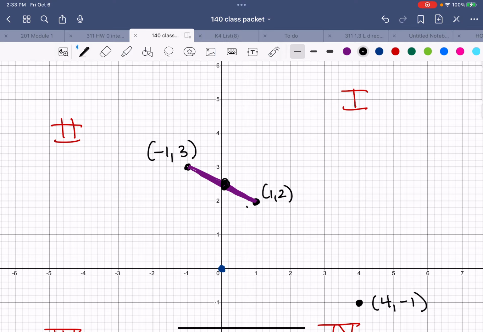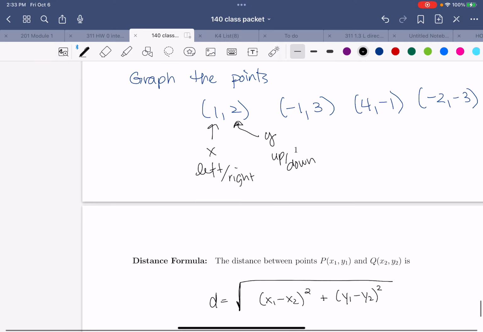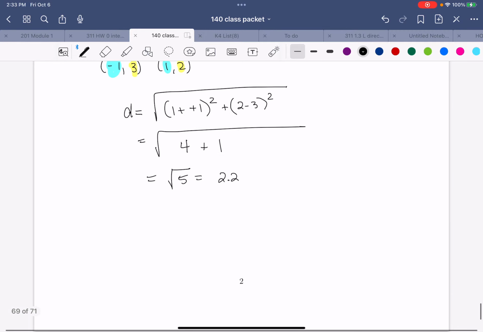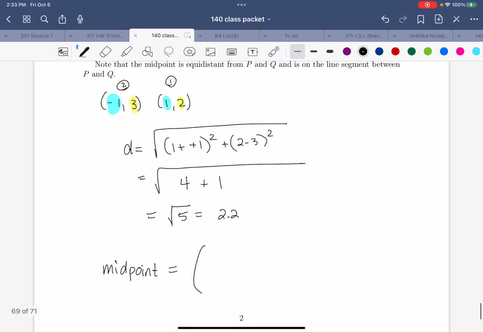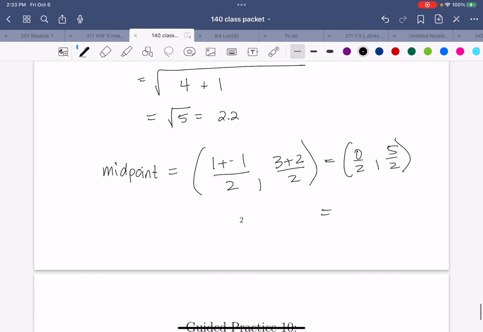Then we had an estimate for what the midpoint should be, so let's calculate that. Our midpoint is going to be equal to adding our two x's, so 1 plus -1 over 2, and then add your y's, 3 plus 2 over 2. That gives me 1 plus -1 is 0 over 2, and 5 over 2. If I divide them out, that's 0 and 1.5.